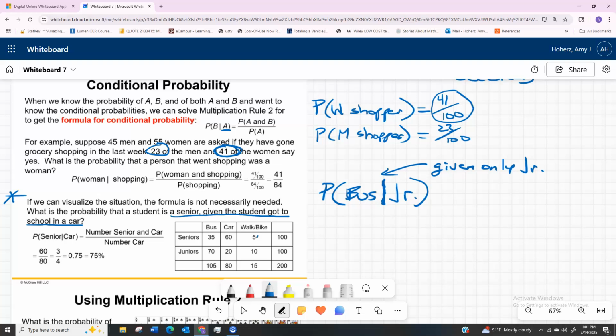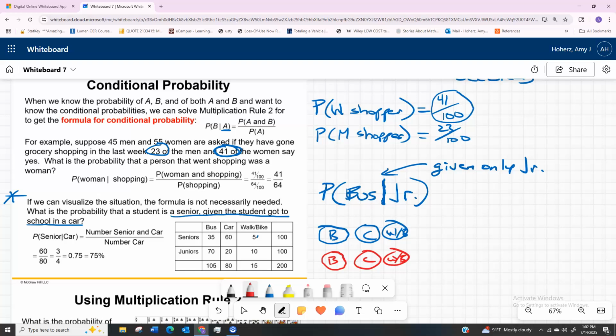Okay, so you could think of it as, let's say you had a bag full of chips, and the chips were different colors. So let's say you had blue chips that were seniors, and you had red chips that were juniors. And then on those chips, you could put that they rode the bus, that they rode the car, or that they walked or biked. Bus, car, walked or biked.